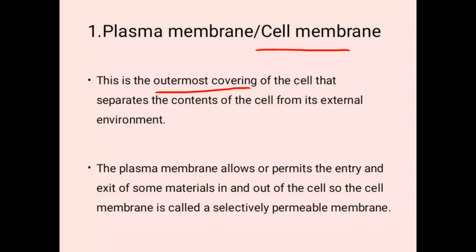One more name is there, that is selectively permeable membrane. Why is it said to be selectively permeable? Because it allows only some substances. That's why it is called selectively. Permeable means allowing some substances in and out of the cell. Clear? So the plasma membrane is also called a selectively permeable membrane, semi-permeable membrane, or cell membrane. It is the outermost covering. Are you all clear up to this?